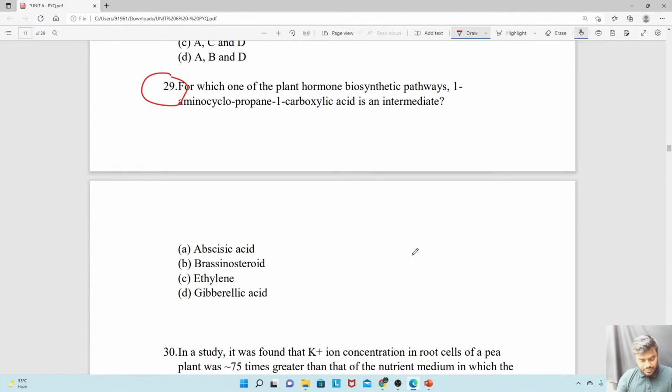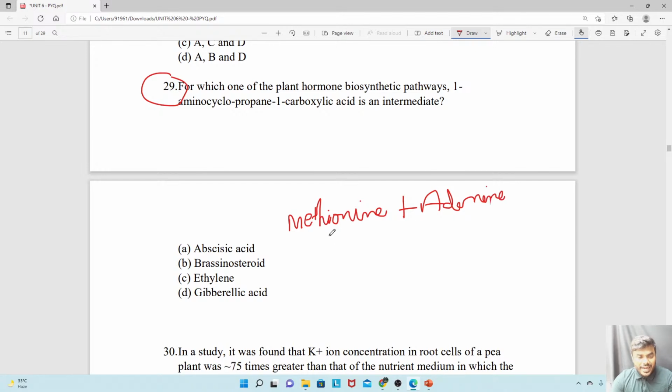Sunita, how is it abscisic acid? See, I told you, friends, you forgot. It's there in the PPT. We read the cycle. We can call it the Yang cycle. I told all of you first: methionine combined with adenine. What do we get? We get SAM, S-adenosyl methionine.